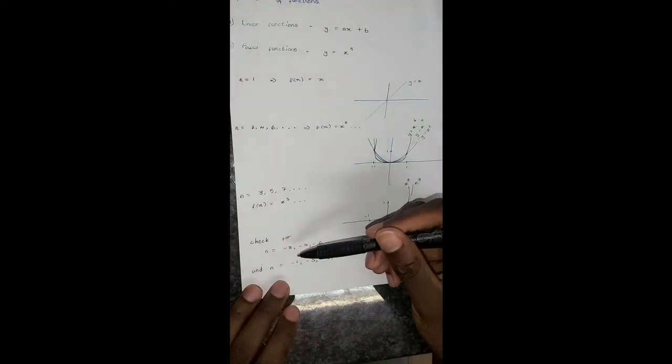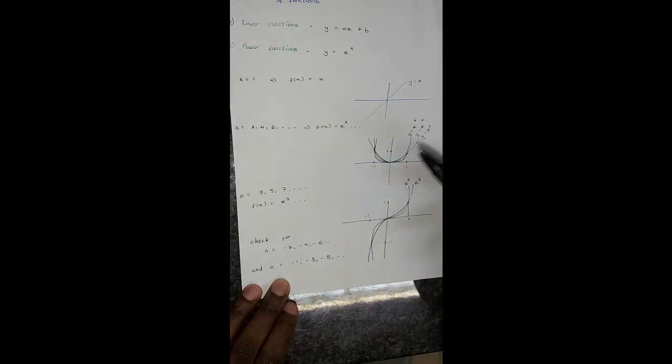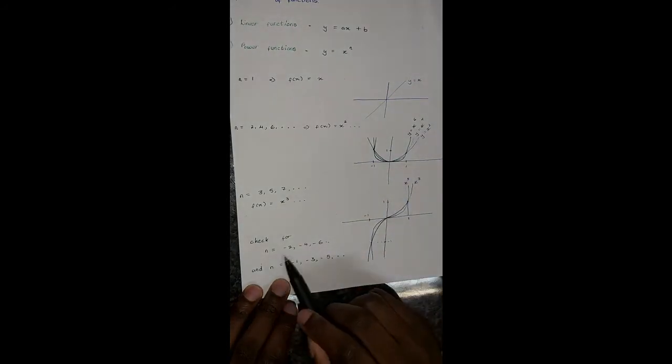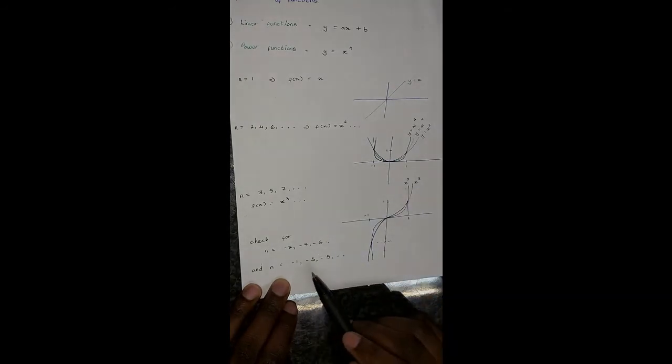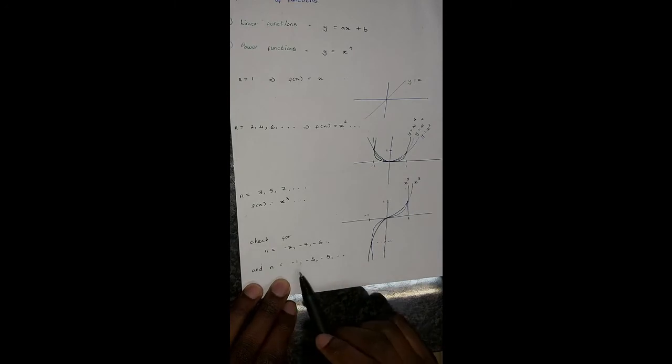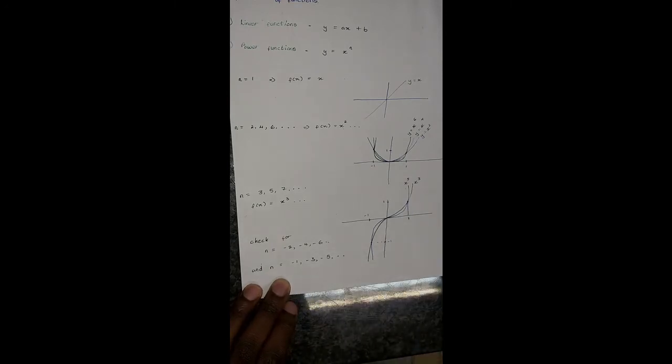Okay, so I would like you to check the graphs when your n is equal to -2, -4, -6, etc. So these are negative even numbers. And when they are negative odd numbers, so -1, -3, -5, and so forth, please do understand how to plot these graphs, because they're going to be essential throughout the whole course.